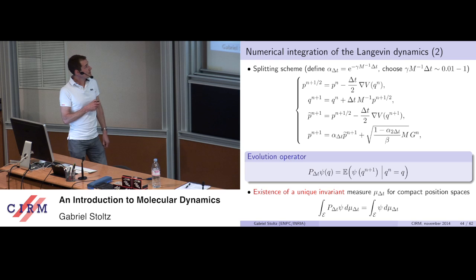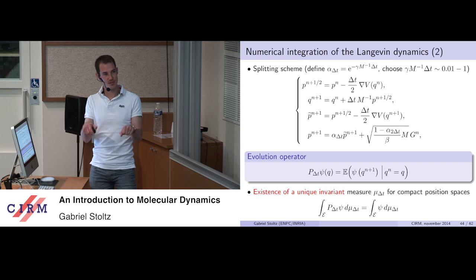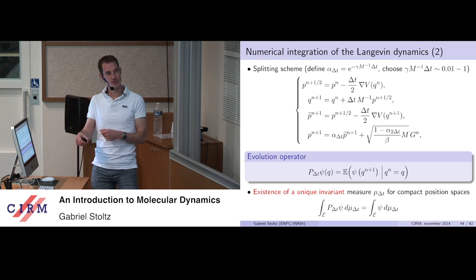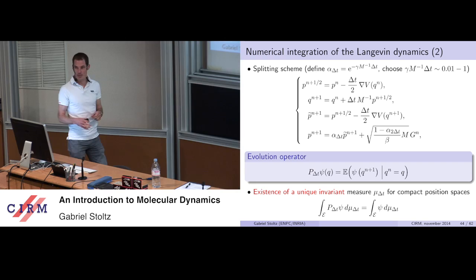So the invariant measure for the numerical scheme, provided it exists, but in this case it exists when the position space is compact, satisfies by definition this equality. If you start from initial conditions distributed according to the invariant measure for the numerical scheme, you evolve over one time step, you do not change the configurations you have. So this really is encoded in this equality.